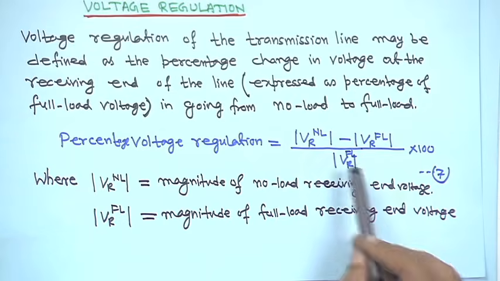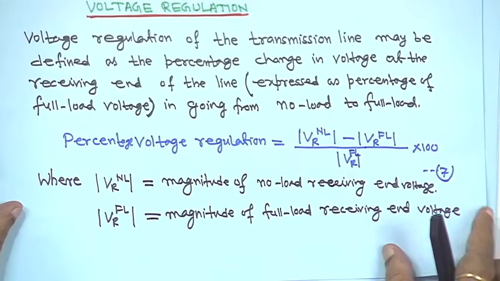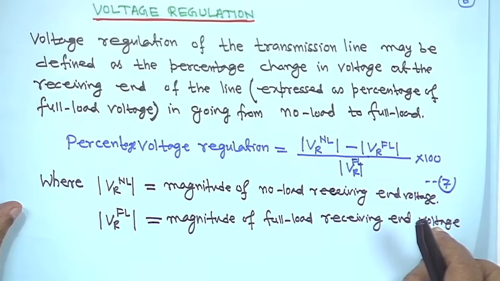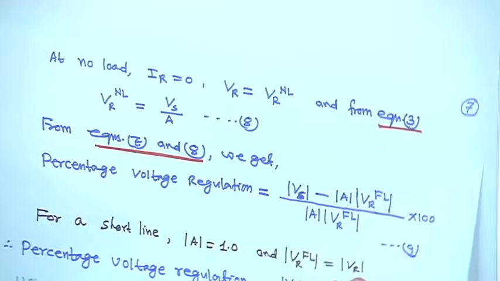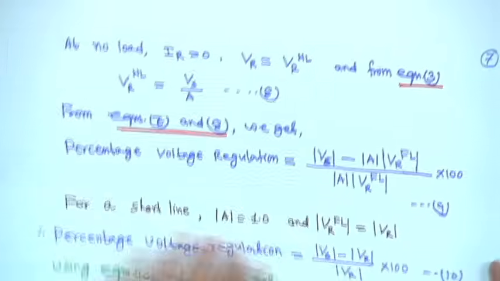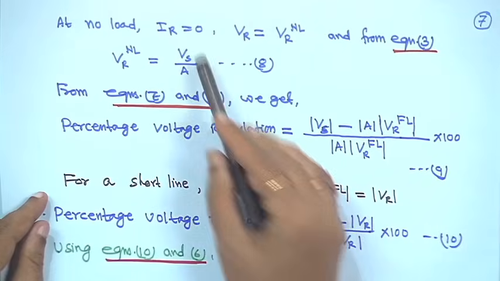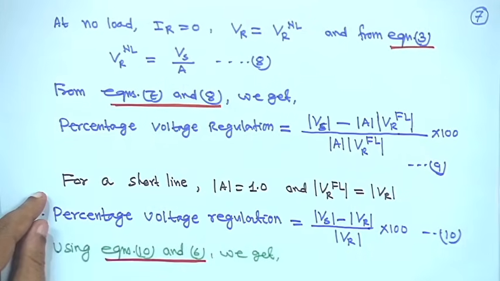So, it is defined as the percentage change in voltage at the receiving end of the line in going from no load to full load. That means at no load, IR is equal to 0. At no load IR is equal to 0.